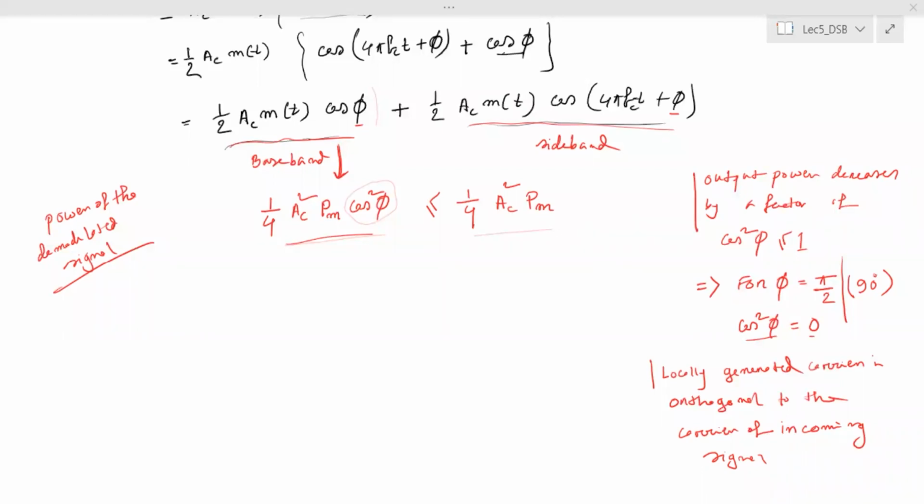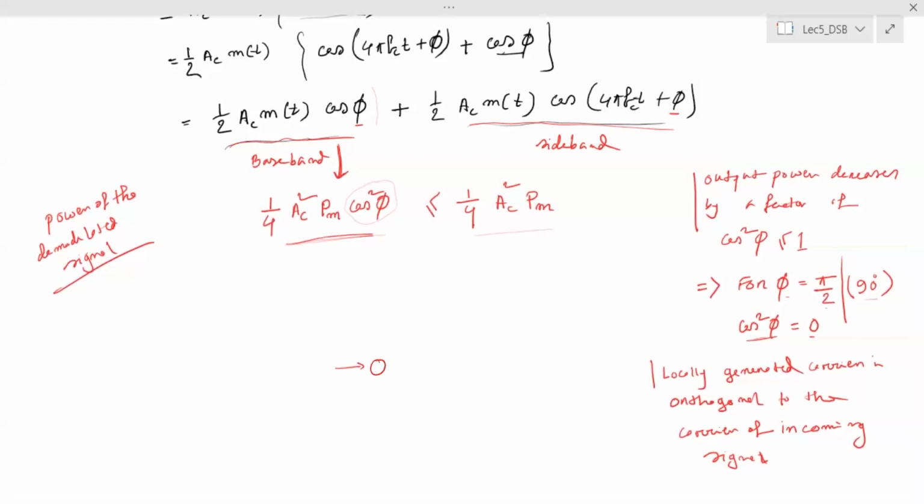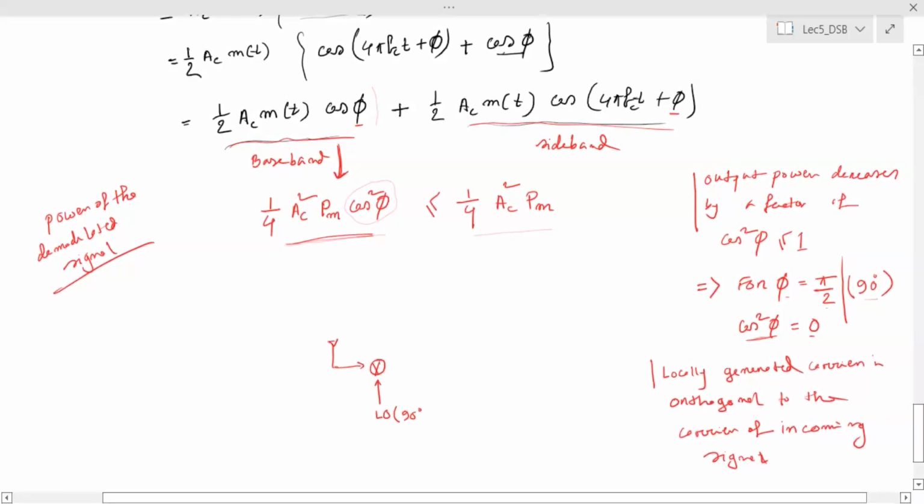So here we just see if the phi becomes pi by 2, means if it's 90 degree, this whole term becomes 0, which ultimately will make this baseband power also 0, which implies that the locally generated carrier is orthogonal to the carrier in the incoming signal. Means when the signal is coming, you are multiplying with this local carrier signal. If this signal is 90 degree phase shifted from the received signal, then you will get nothing. Means the demodulated signal will be 0. That's what it's saying, orthogonal to the incoming signal.